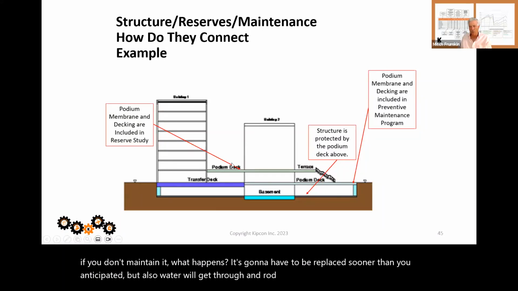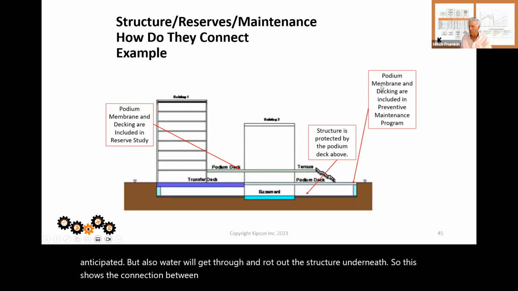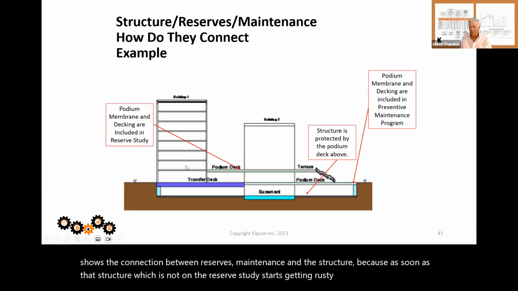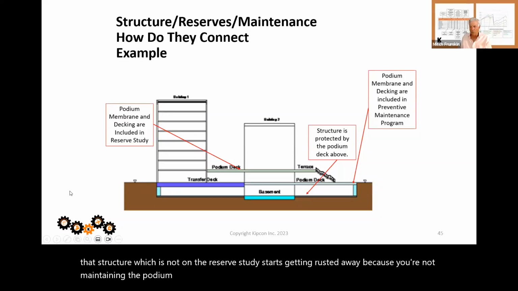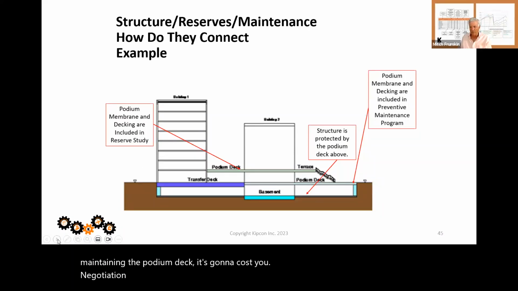the structure underneath. So this shows the connection between reserves, maintenance, and the structure, because as soon as that structure, which is not on the reserve study, starts getting rusted away because you're not maintaining the podium deck, it's going to cost the association millions of dollars to fix that they didn't anticipate and could have avoided if they had done preventive maintenance.